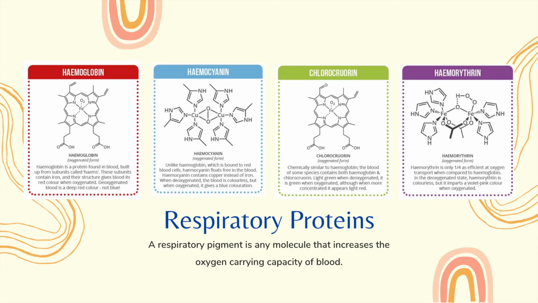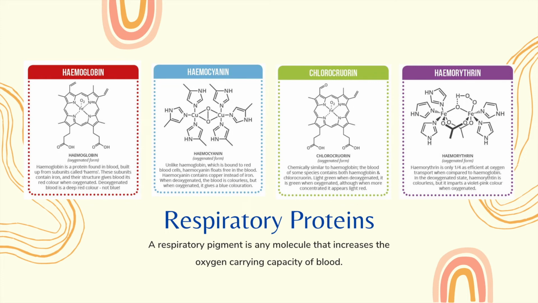A respiratory pigment is any molecule that increases the oxygen carrying capacity of the blood. The oxygen carrying capacity is simply the amount of oxygen the red blood cells in our blood can carry to our tissues and organs. There are four major classifications of respiratory pigments: hemoglobin, which is red in color, hemocyanin, which is blue, chlorocruorin, green, and hemerythrin, which is violet to pink in color.